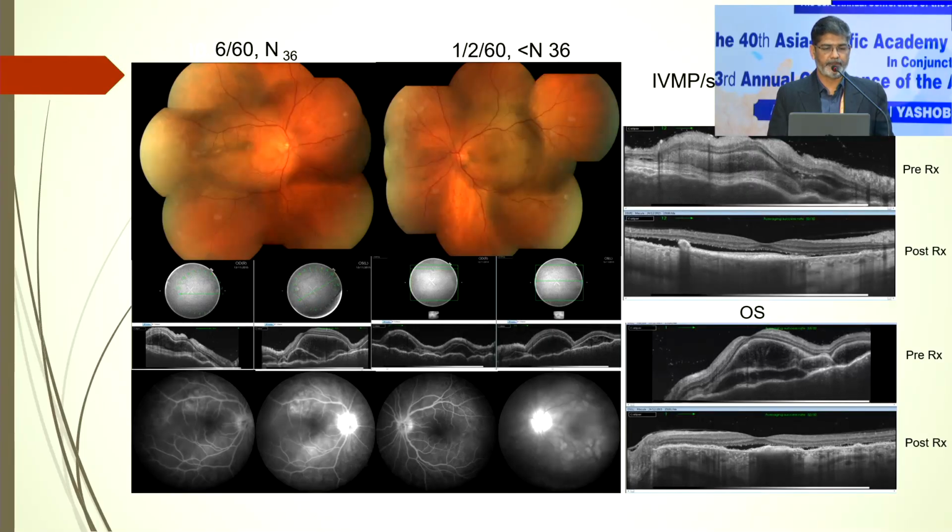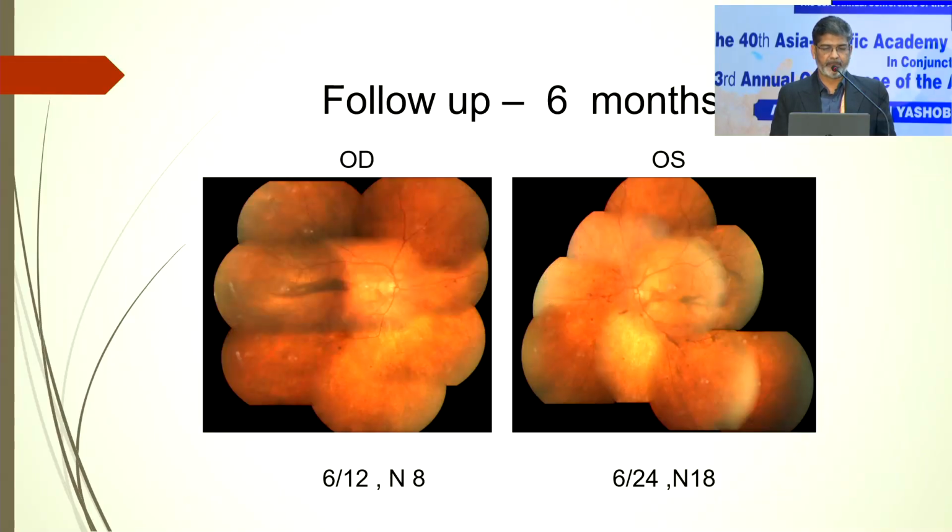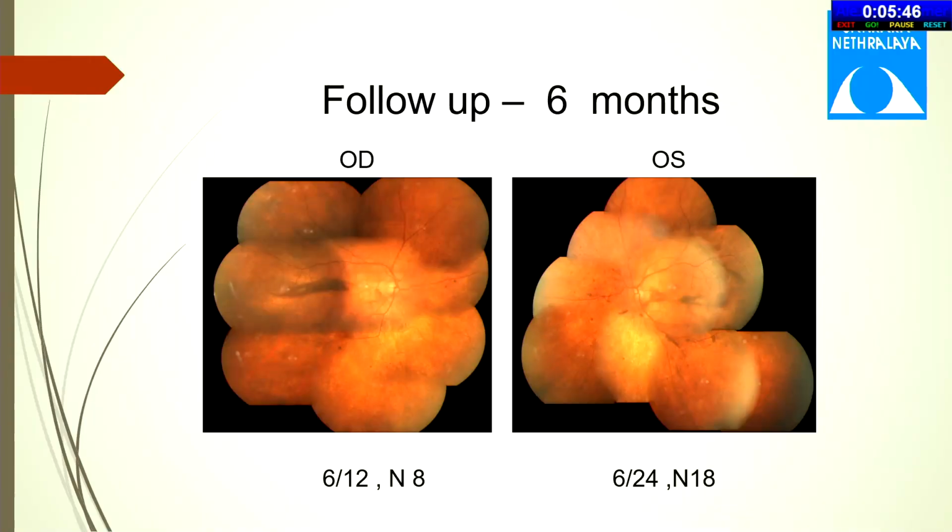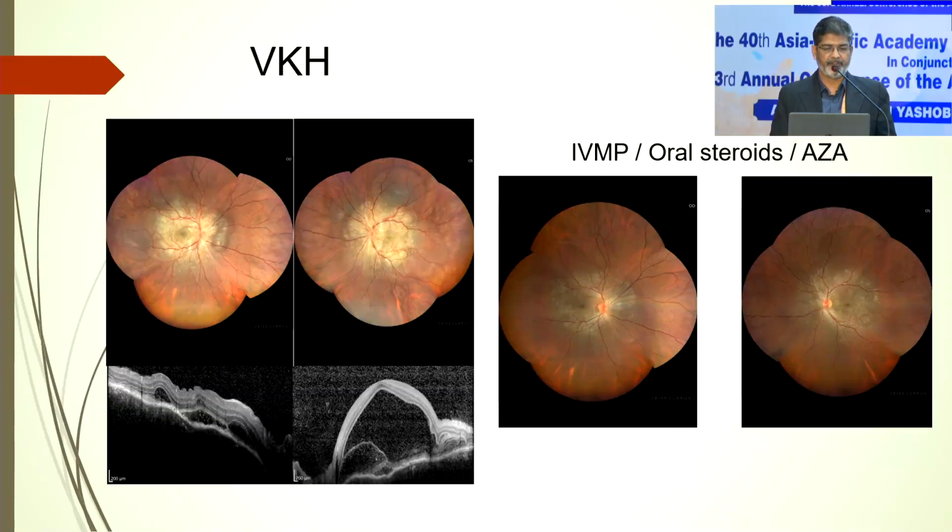choroiditis, and so on. This is one of my patients who had a granulomatous panuveitis, and you can see multiple pockets of SRF with fibrin septae, disc leak, pinpoint leaks with pooling. So this was a VKH, and it was treated with IVMP steroids and azathioprine. And you can see the resolution of the subretinal fluid following treatment. And this is a 6-month follow-up with a 6/12 N8 vision and a 6/24 N18 vision. Obviously did develop some subretinal fibrosis.